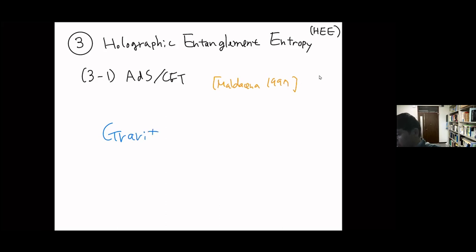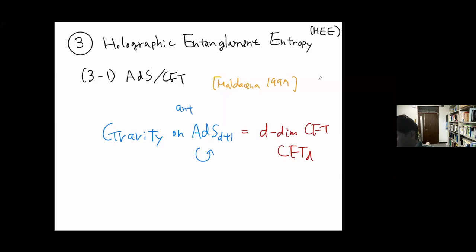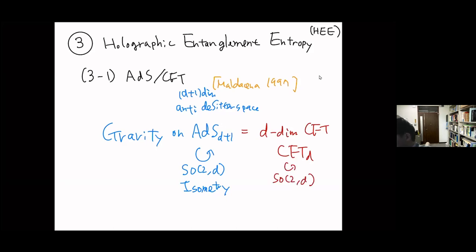So the claim is that gravity on AdS_{d+1} is equivalent to a d-dimensional CFT, which we write as CFT_d. The first observation is that this d+1 dimensional anti-de Sitter space has an SO(d,2) symmetry, an isometry, a geometrical symmetry. And a CFT, a quantum field theory, has a symmetry SO(2,d). So this is conformal symmetry.